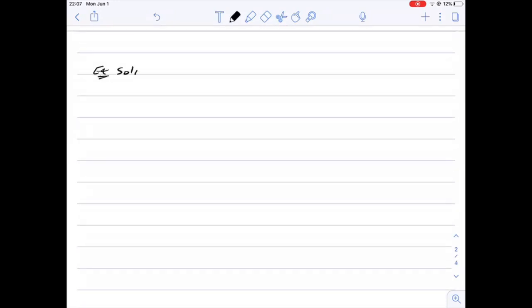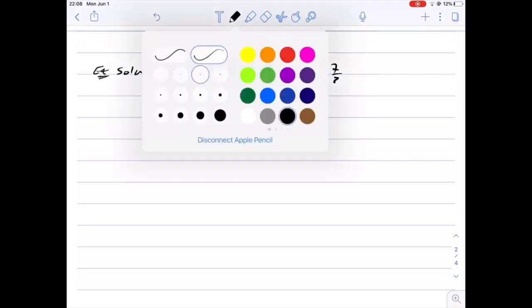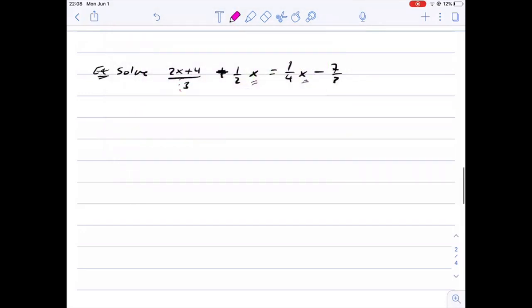We want to solve the equation 2x plus 4 over 3 plus 1/2 x equals 1/4 x minus 7/3. Now we want to solve this. So how to solve this equation? We have x written more than once. So we can simplify this equation by looking at the denominator.